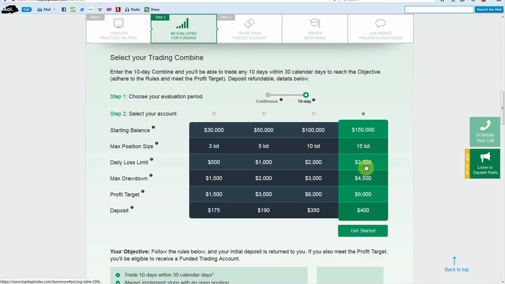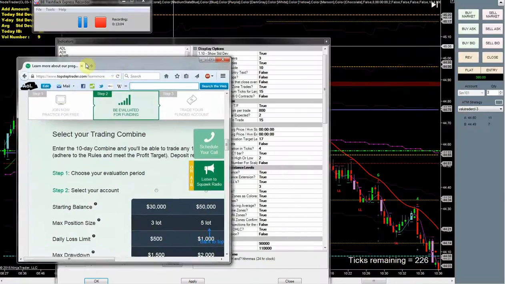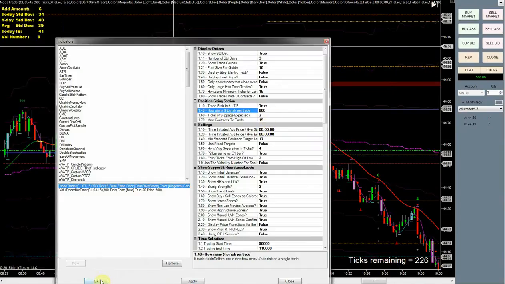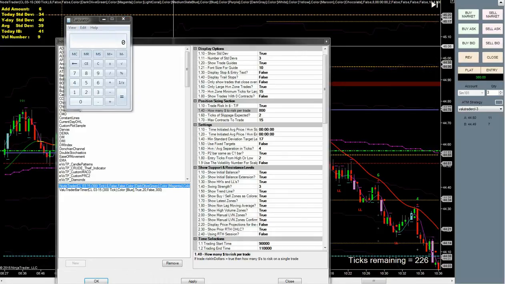So as you guys can see here, my daily loss limit for this combine is 3,000. Max position size is 15 lots. Profit target is 9,000. So what I did here is, how much do you want to risk? Basically what he teaches you is you want to split your daily stop or daily loss limit up into 3 or 4 trades. So if my daily loss limit is 3,000, let me see, 800 times 3. Okay, so that means 2,400. That gives me 3 trades that I can take.